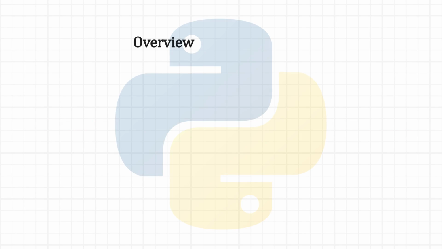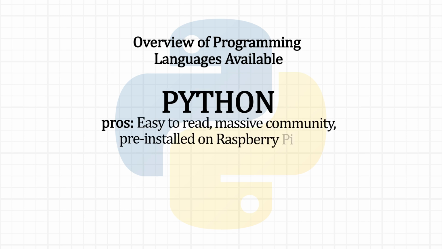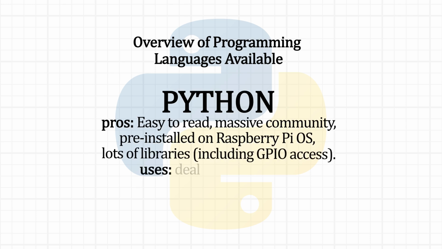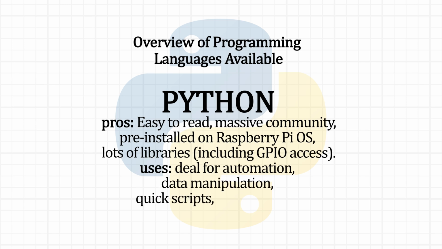So the overview of programming languages available is as follows. There is Python. The pros are that it's easy to read, there's a massive community, it's pre-installed on the Raspberry Pi operating system, and it has lots of libraries, including GPIO access. Python can be used for automation, data manipulation, quick scripts, and prototyping.